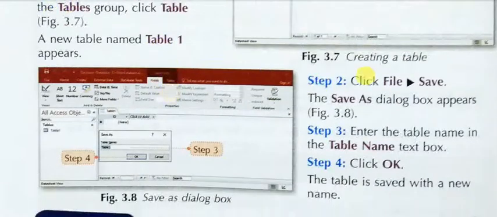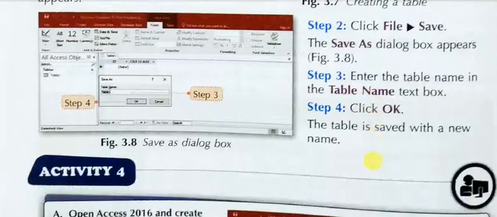The next, go to file, then click on save. Save as dialog box will appear. Then you have to give a table name like this. Okay, step 3, and then you have to click on OK.